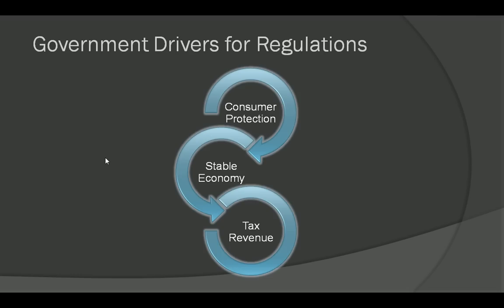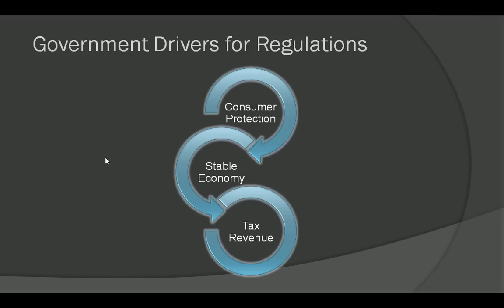And then finally, there's tax revenue. A lot of regulations are there just to generate tax revenue. For example, the gas tax generates tax revenue. Is there a greater public good? Of course there is. Collecting a gas tax helps us maintain our highways and our roads. And the gas tax is a convenient way to do that because it taxes the people that use the roads the most. But these are the three sort of drivers for these government regulations that we have to worry about in IT.